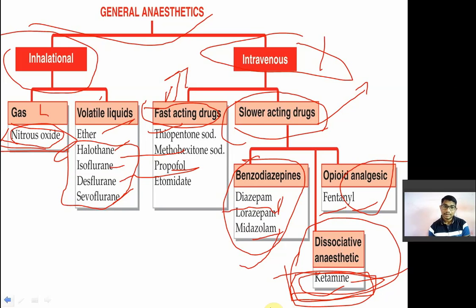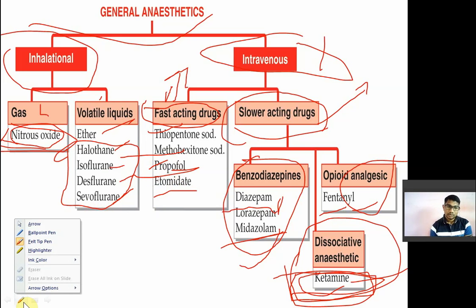Midazolam is a triazolam derivative. Propofol is nothing but a phenol derivative. Propofol क्या है? That is a phenol derivative. Okay? Etomidate is a carboxylic acid derivative. Chemically थोड़ा सा आपको बोल रहा हूँ. Chemical classification. Pharmacological classification we have seen a lot of times.